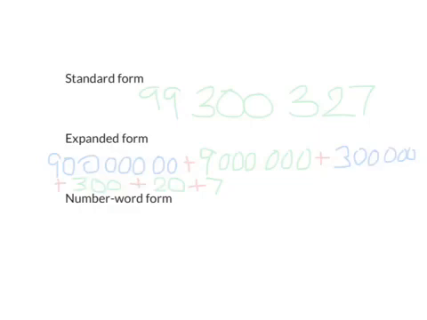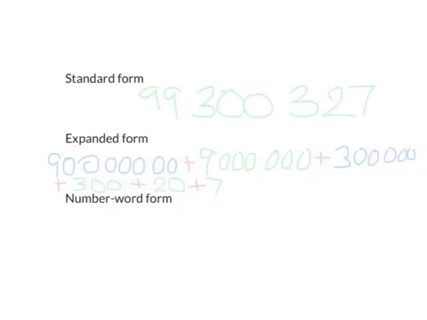So I took my number from the standard form. This is the way you'd normally see a number in its standard form. I've expanded it, and expand means to make bigger. So I've made it far bigger. Okay, so I've written it out in an addition statement. Then we have our number and word form.